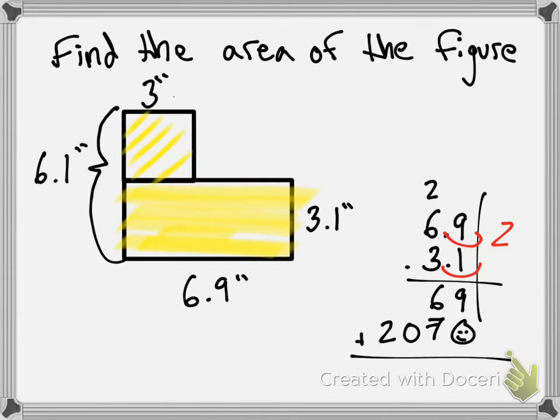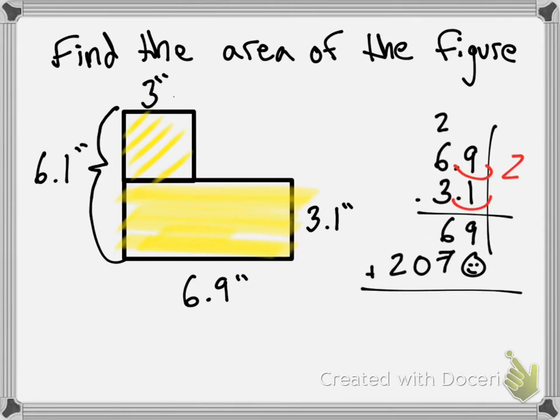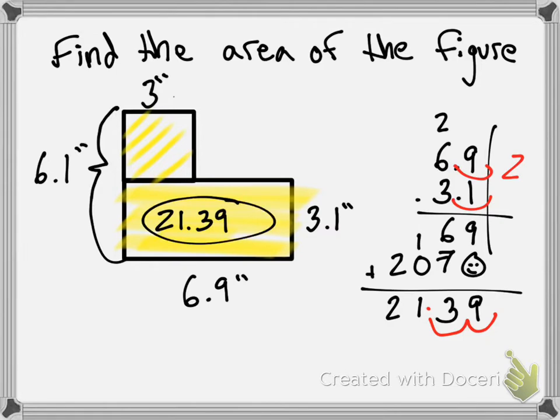I'm going to add these together. I'm going to move this up so we got room. I get 9, 13, 1, and 2. And then I got to bring my decimal back, 1, 2. So the area of this first rectangle is 21 39/100ths. But I got to find the area of my other rectangle.